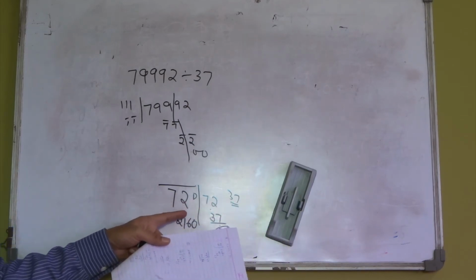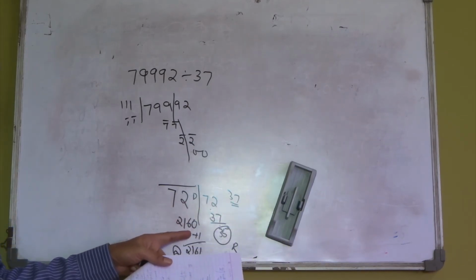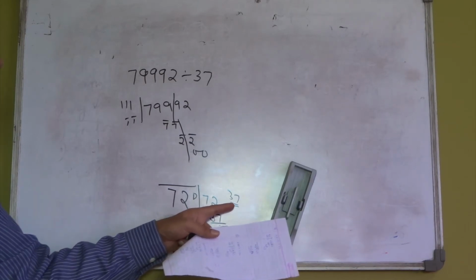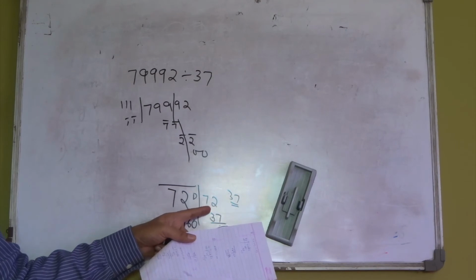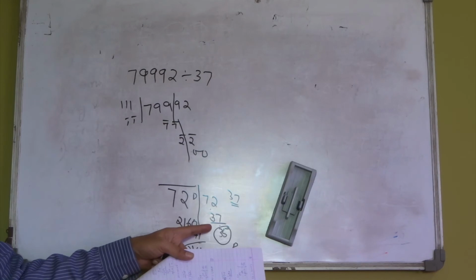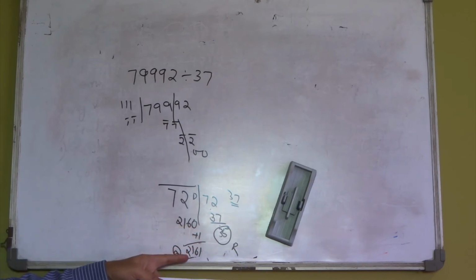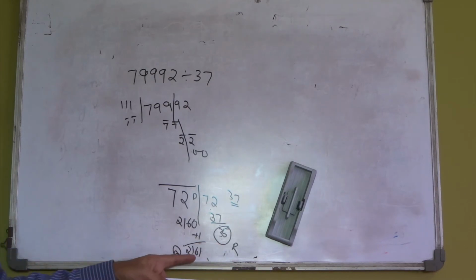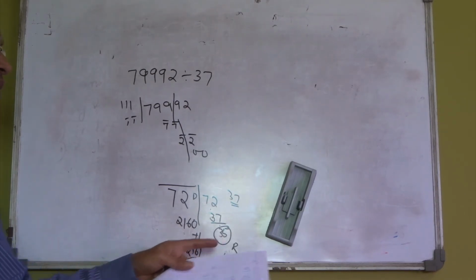So we multiply this answer by 3, we get 2160. Now the divisor is 37, remainder is 72. This remainder is more than the divisor, so one more time it goes. We can add to the quotient and reduce that, and that is the remainder. So 2161 is the quotient, 35 is the remainder.